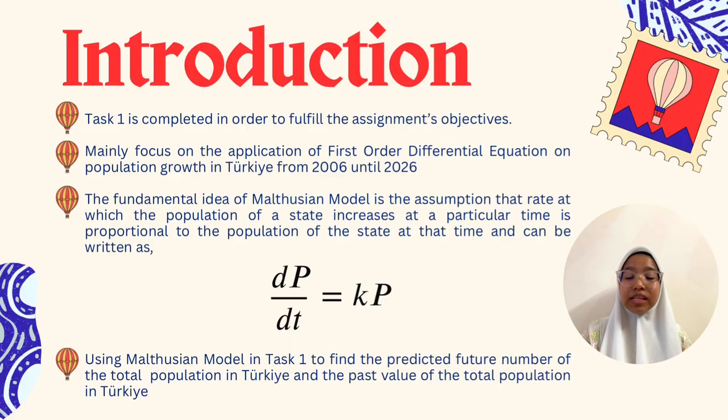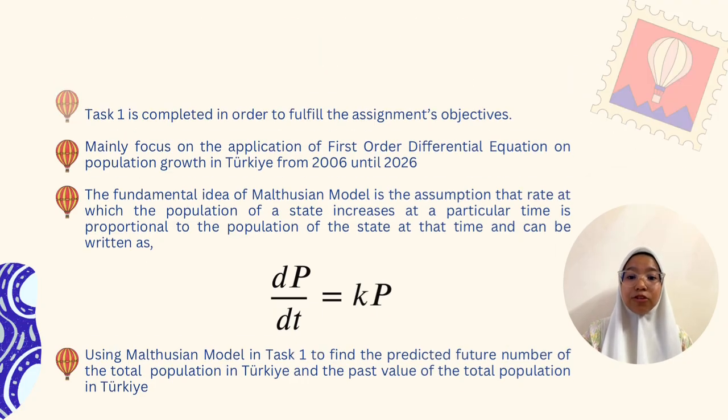This can be expressed as the equation dP over dt equals kP, where P(t) is the total population at time t and k is the constant of proportionality. Using this model, we aim to predict both the future and the past population value in Turkey.